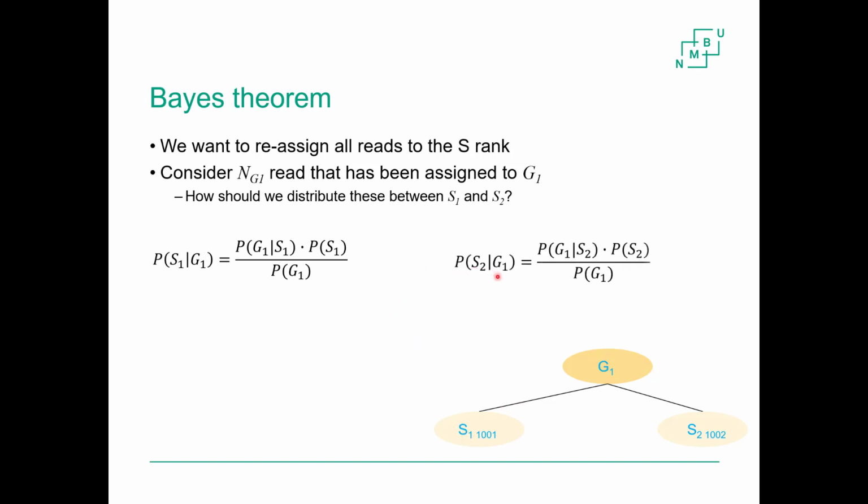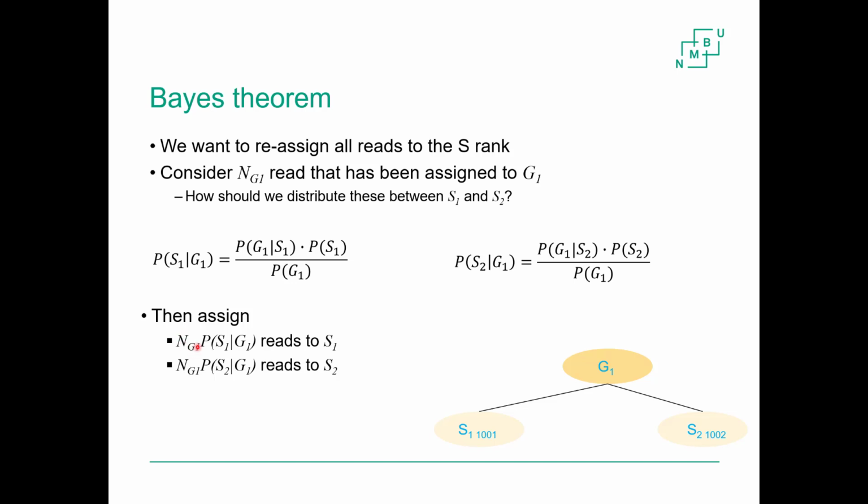And the other probability is on the other branch, right? So it's S2 instead of S1. So it's the probability of the read coming from S2, given that it was assigned to genus 1. So if we can compute these two probabilities here, then we can assign the reads like this.